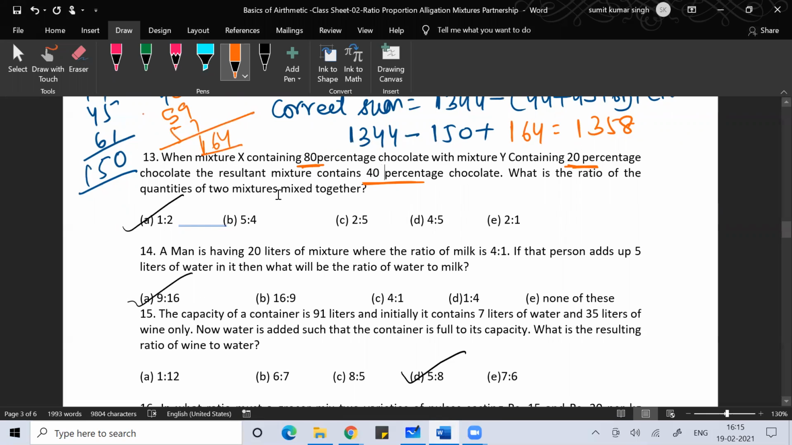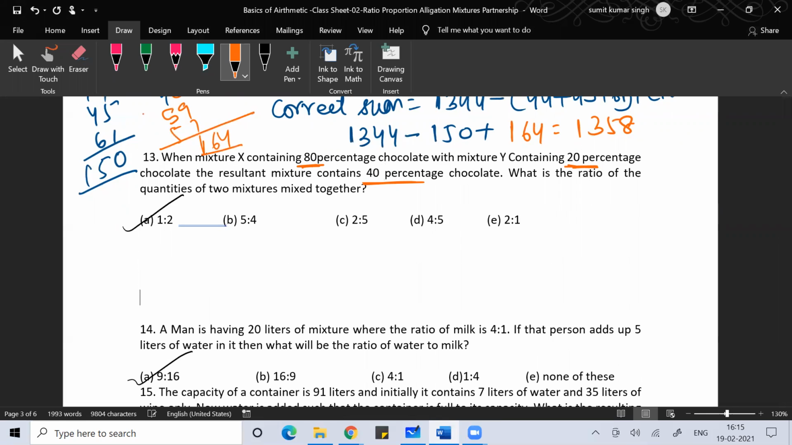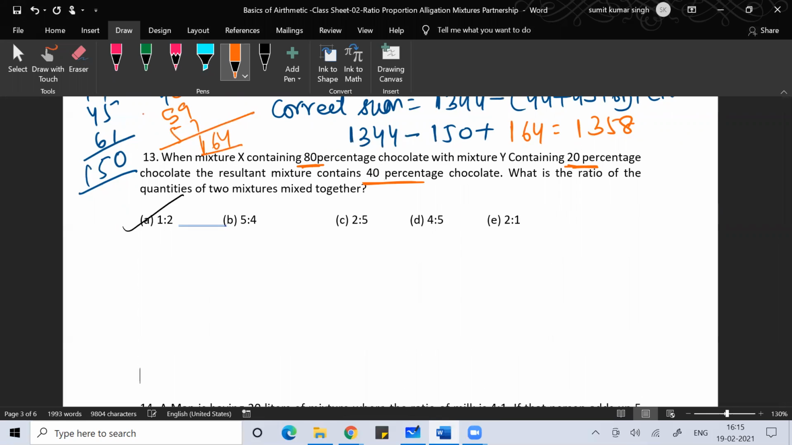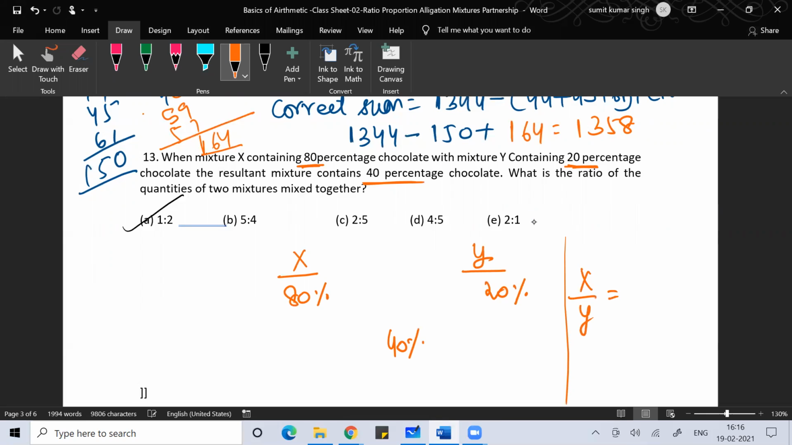What is the ratio of the quantity of the two mixtures mixed together? So here two mixtures are there, mixture X and mixture Y. Mixture X contains 80% chocolate, mixture Y contains 20% chocolate, and the average contains 40% chocolate. So it is an application of weighted average. So the ratio of X to Y, that will be how much?